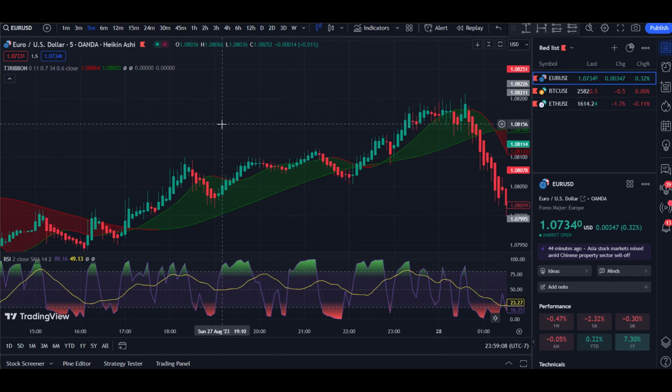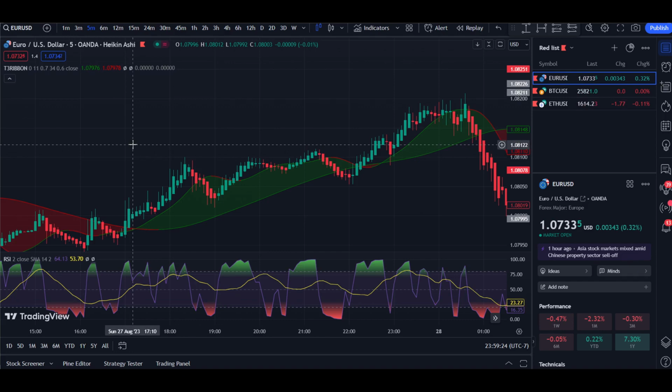Anyways, that's it for today's video. Don't risk more than 1 to 2% per trade. Again, this is a scalping strategy, so you can be in and out of trades a little bit more rapidly. You always want to prioritize risk management, especially with strategies like this.